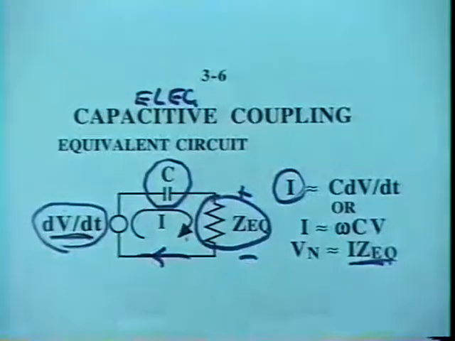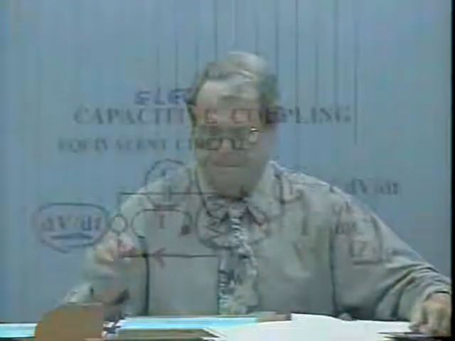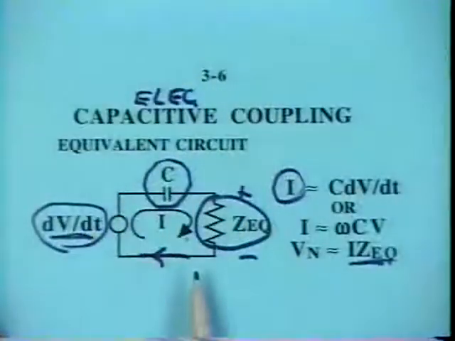So electric field coupling needs 4 basic items. You need a time-varying voltage to generate the electric field. You need a mutual capacitance to couple the electric flux unintentionally from one circuit to the other. You need a circuit impedance across which the induced current generates a noise voltage. And then you need a return path for the noise current back to the source. And that's what we were seeing here. 4 basic elements.